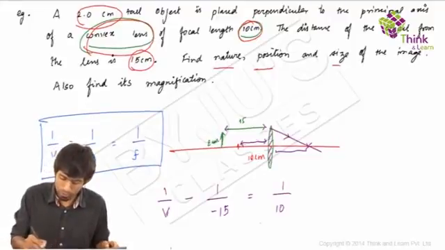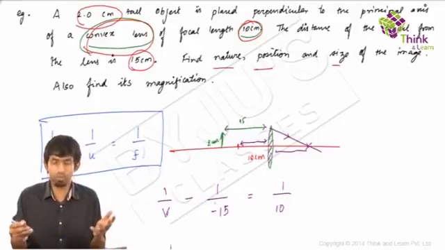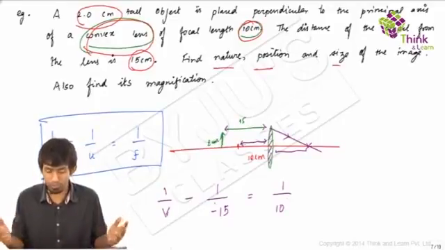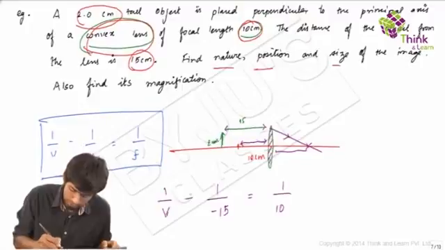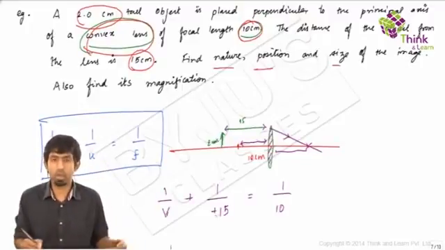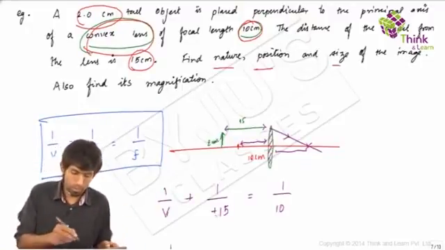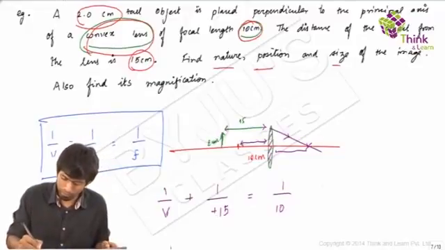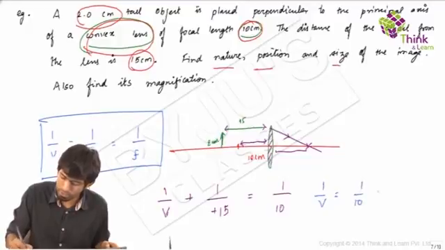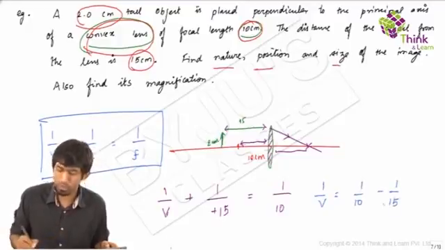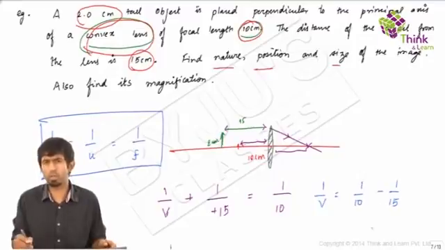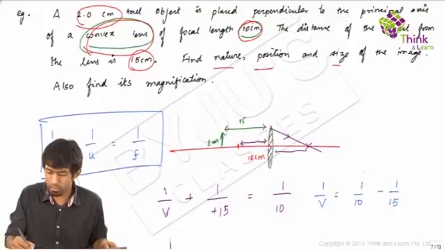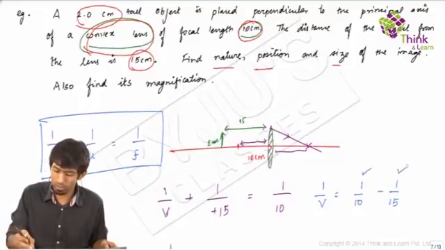So what do we have now? We have 1 by v minus 1 by u equals 1 by f, that is 1 by v minus 1 by minus 15 equals 1 by 10. So these two minuses can go, right? You don't have to have the minus of minus. It's plus. Therefore, you have 1 by v equals 1 by 10 minus 1 by 15. So is this going to be a positive value or a negative value? A positive value, because 1 by 10 is larger than 1 by 15.